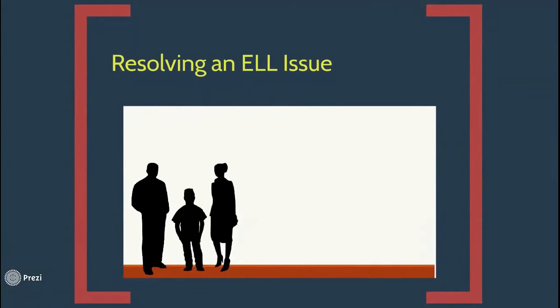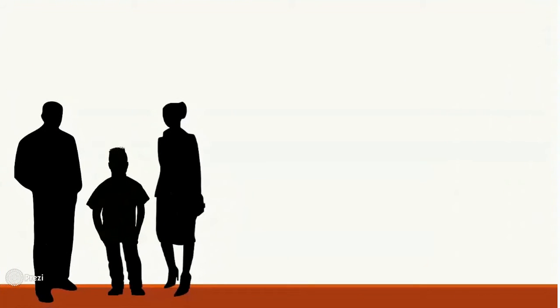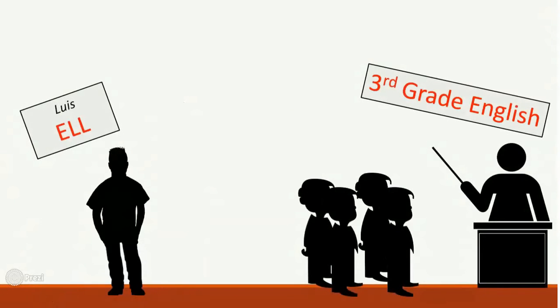So let's take a look at an example of how a parent resolved an English language learner issue. Luis and his parents recently moved to the United States from Honduras. Luis is a third grader and was identified as an English language learner. He was placed in an English language learner program, which meant that he was pulled out of class 4 times a week to work on skills related to learning English. Luis was still in the general education classes for language arts, math, and social studies.